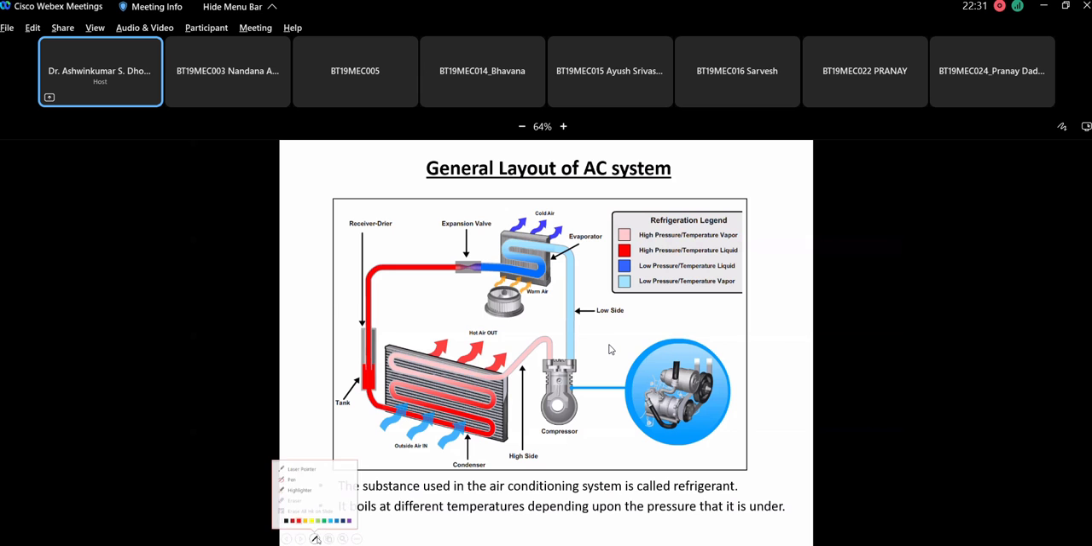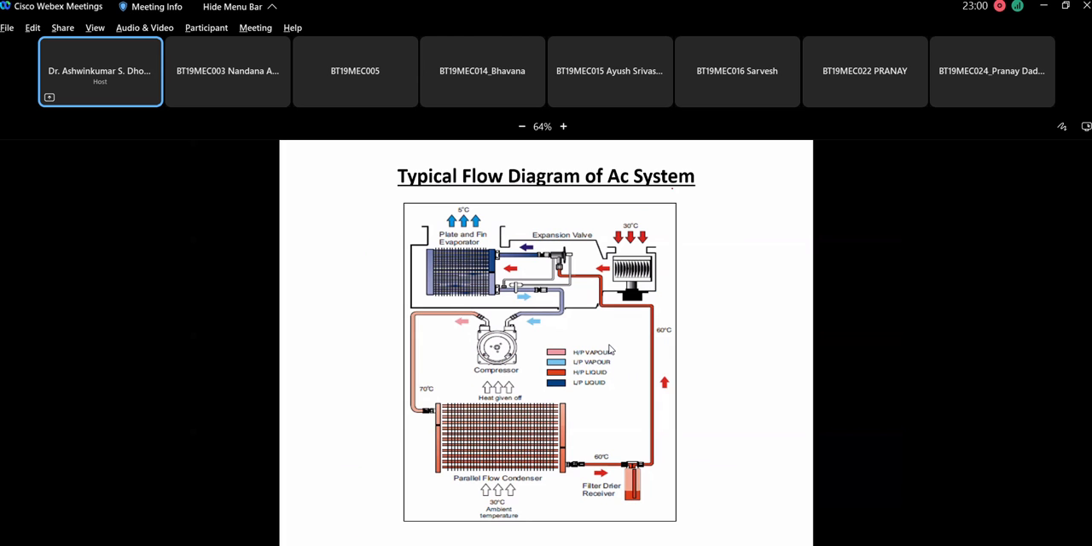So this is the general layout, whereas this particular thing is nothing but the passenger compartment of the vehicle. The evaporator is kept in the passenger compartment, and from here it is fed again to the compressor. The typical compressor is shown with the belt drive. We have discussed this particular belt drive; it is nothing but the poly V belt nowadays. Then this is the typical flow diagram of the AC system. I will share this presentation with you. This gives you the actual flow diagram of the vehicle AC system which is in place nowadays.